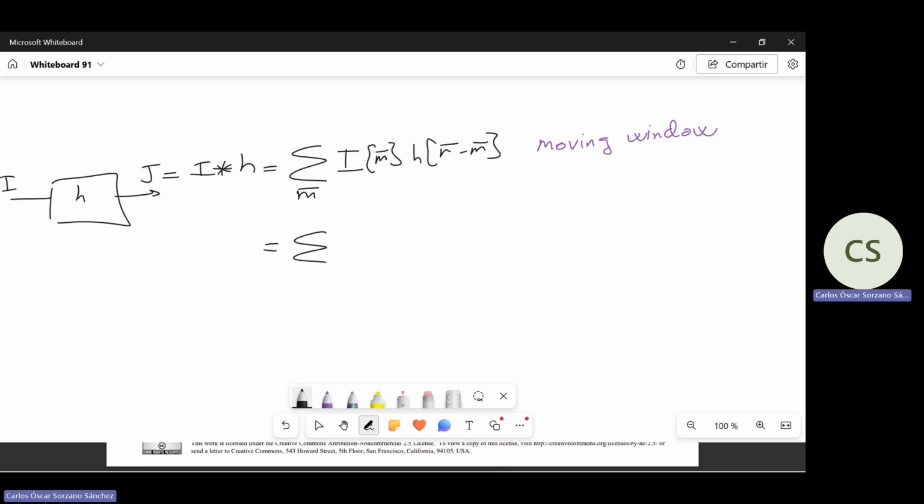So you have to shift the image to all the locations of where the kernel is, multiply by the coefficient of the kernel there, and then you add. And we call this one shift and multiply.